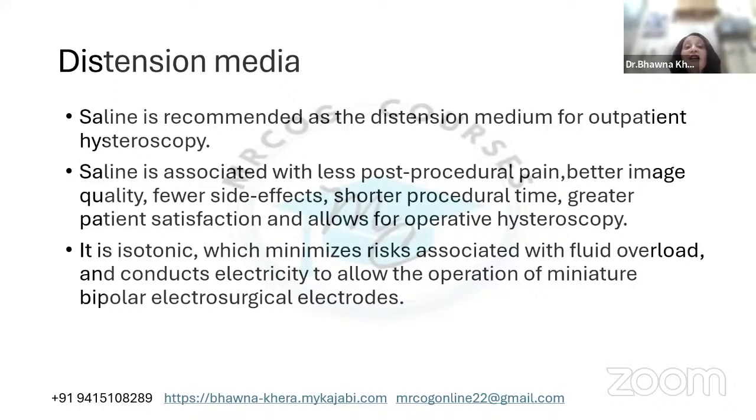And because it is a conducting medium, it allows the operation of miniature bipolar electrodes. Therefore, saline is the best medium to be used. It has less pain, better image quality, fewer side effects, shorter procedural time, and greater patient satisfaction. And of course, from the safety point of view, it is also the best one.